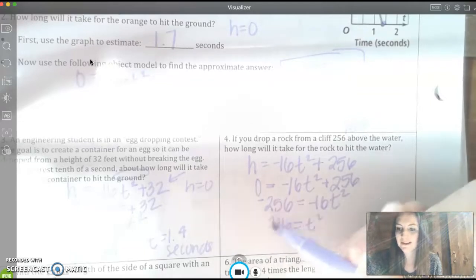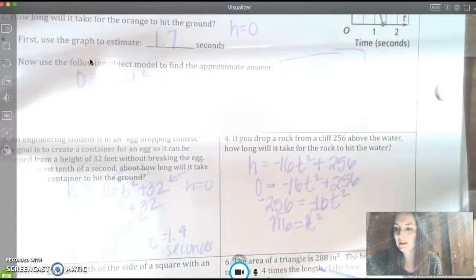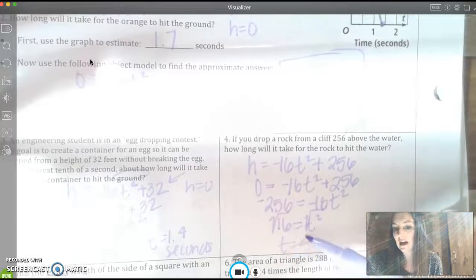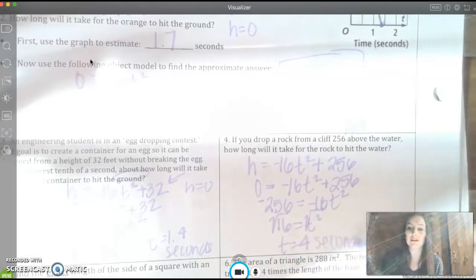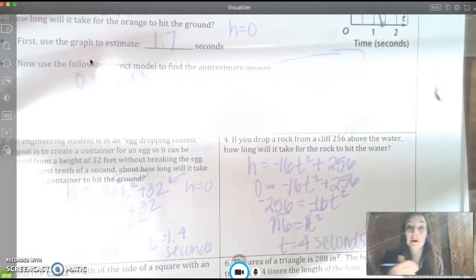Take the square root of both sides. This is nice, we have a perfect square, so t equals 4 seconds. Again, we're not going to worry about the negative option because we're not working backwards in time.